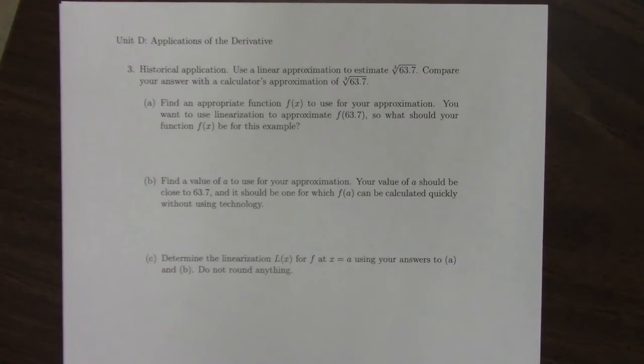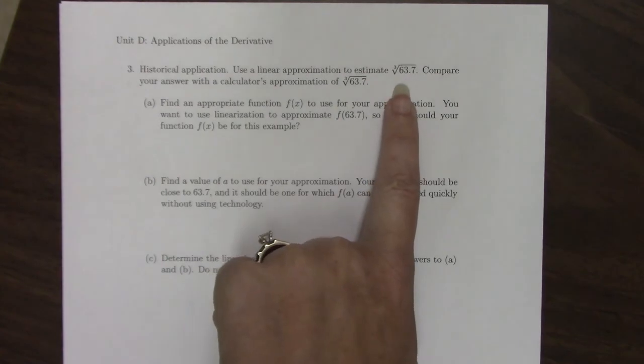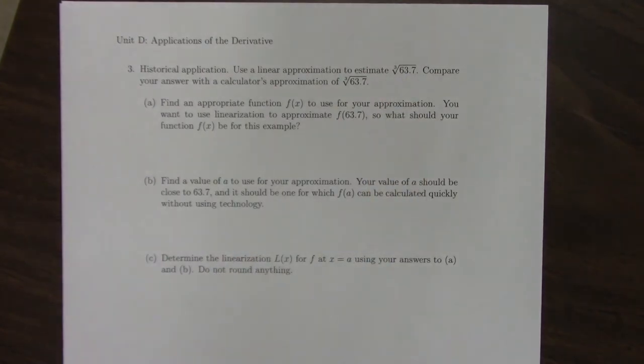So what we would do is we would find the linear approximation for a value really close to this number, and then we would plug 63.7 into the line, and just through traditional arithmetic, you could estimate out through several decimal places what the true value was.